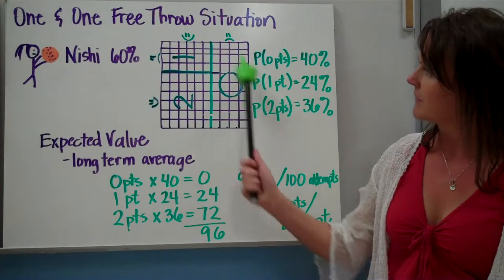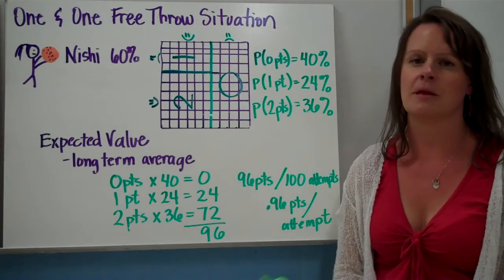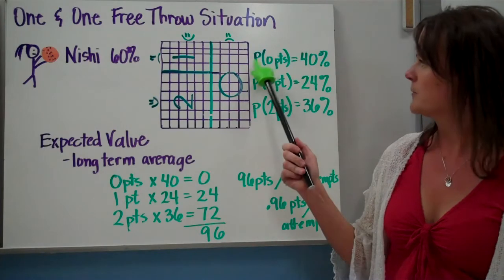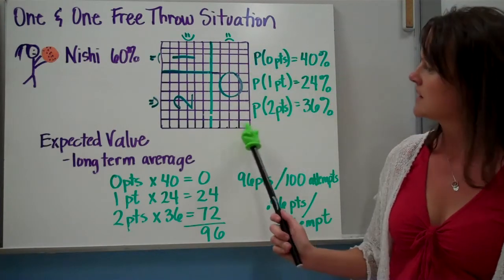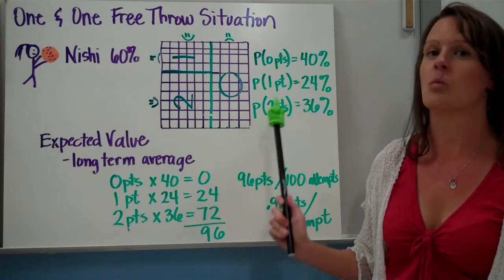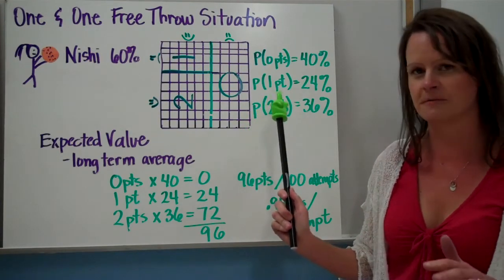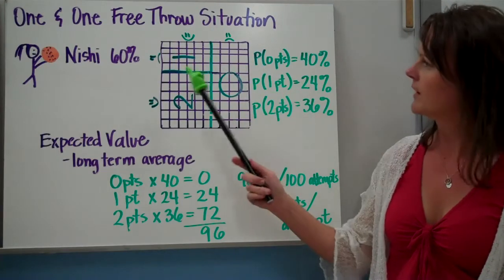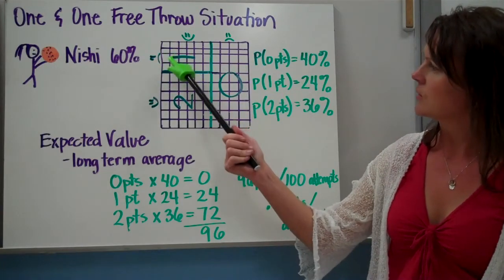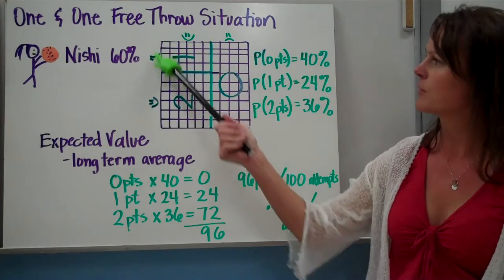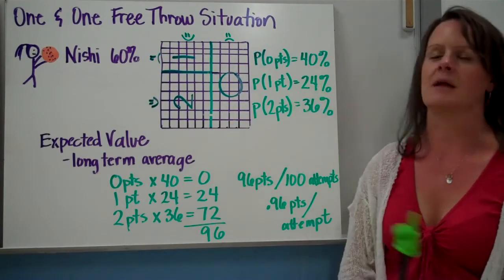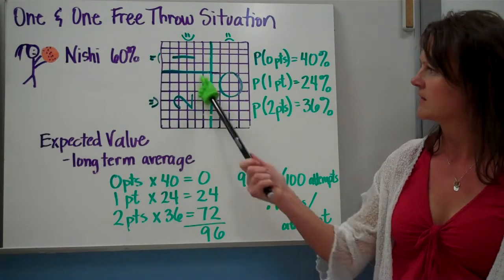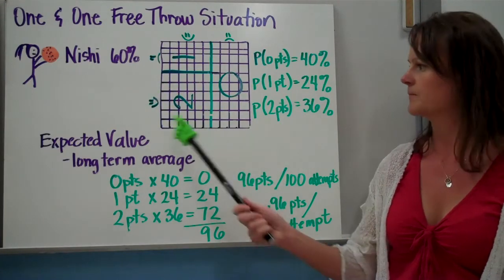Now we can look at this probability area model and determine the theoretical probability of each of these point situations occurring. The probability of Nishi scoring 0 points, as you can see, is 40%, because it's a 1-in-1 free throw situation. If she misses the first one, she doesn't get a second chance. The probability of her scoring 1 point is right here. You can see it was initially 60% by 40%, so that's a 24% chance. And the probability of scoring 2 points, as you can see, is 36%.